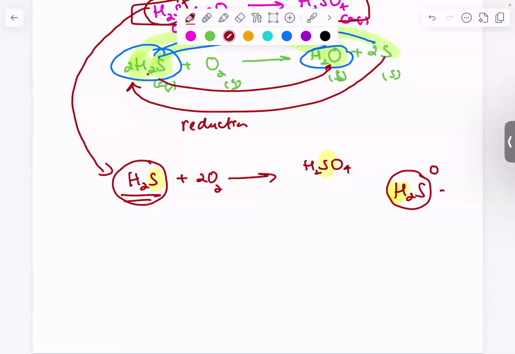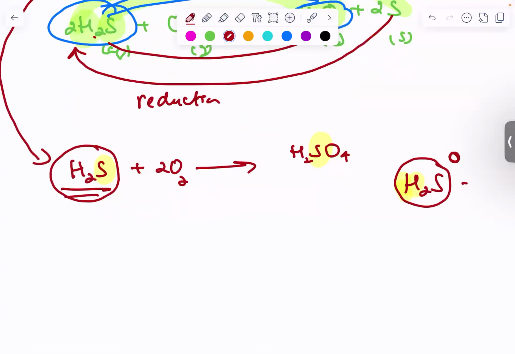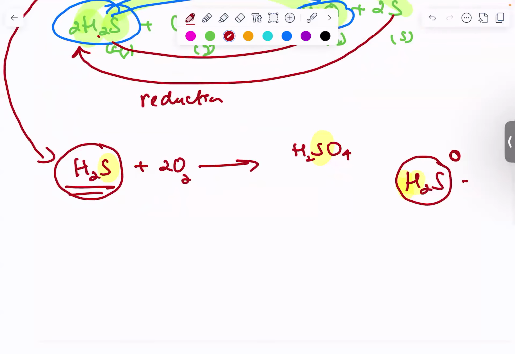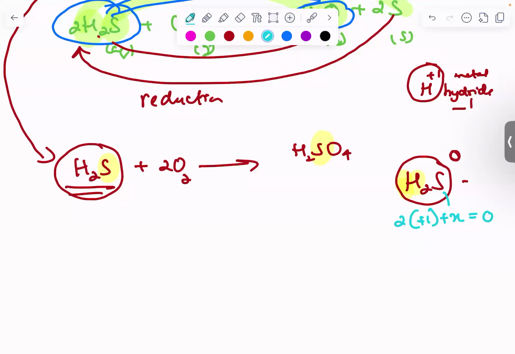H2S. So the overall oxidation number is zero, right? You know that hydrogen is always plus one, apart from metal hydride, where it is minus one. I will write the rules afterward. Otherwise, hydrogen is always plus one. So this is 2 plus 1 times x. I want to find out for sulfur. The total is equal to 0. So plus 2 plus x is equal to 0 and x is equal to minus 2.